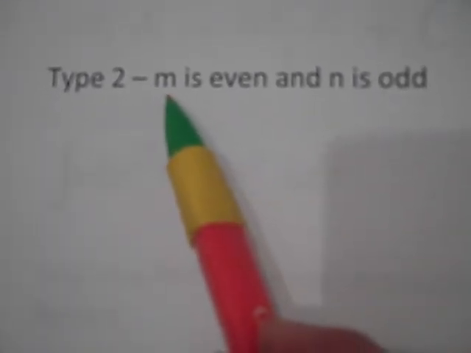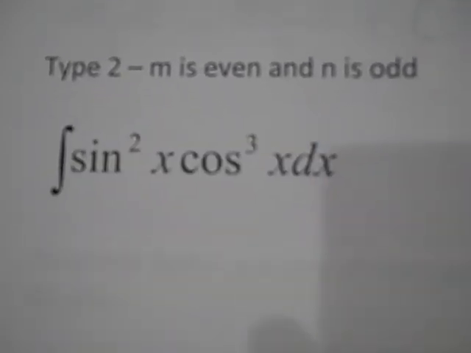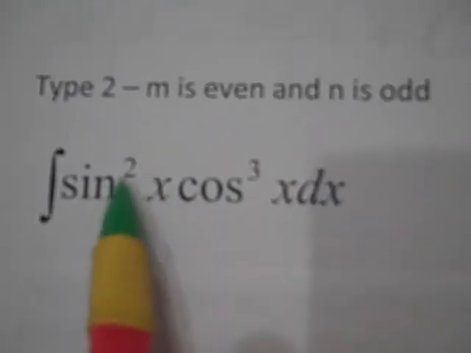Okay, we're going to be talking again about the powers of sines and cosines, and in this case, we're going to talk about the type of integral where m is even and n is odd. Remember, m is the exponent on sine and n is the exponent on cosine. Notice we have a restriction on both m and n in this case. And here's an example: sine squared x, cosine cubed x, even and odd.